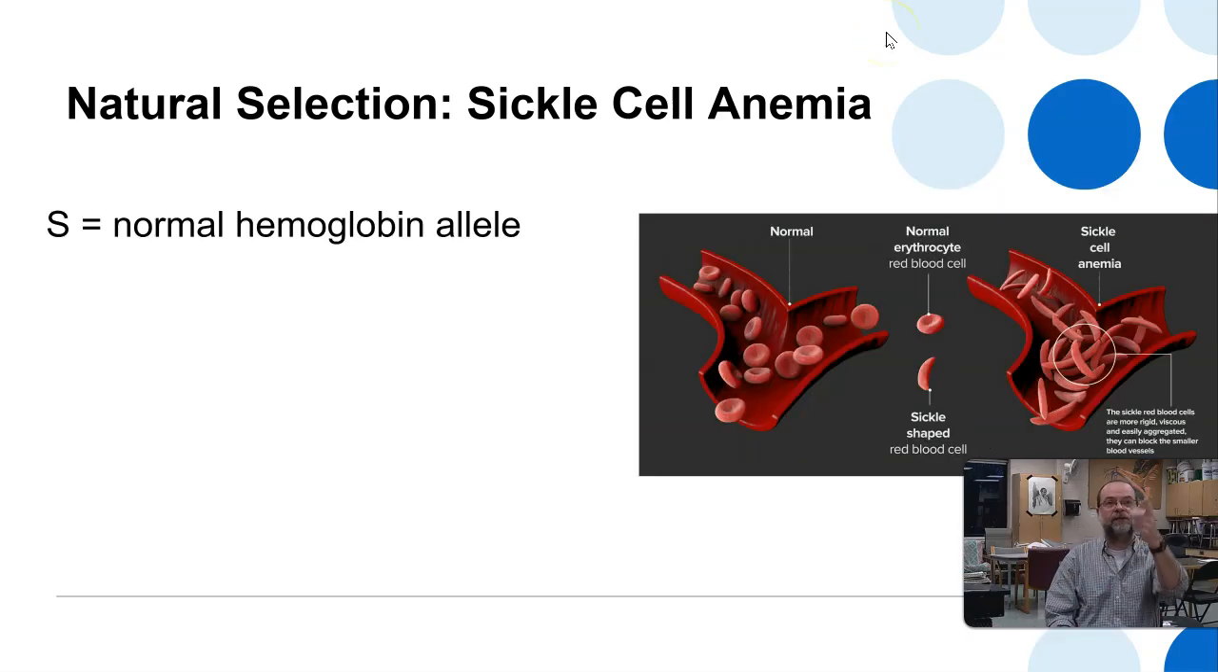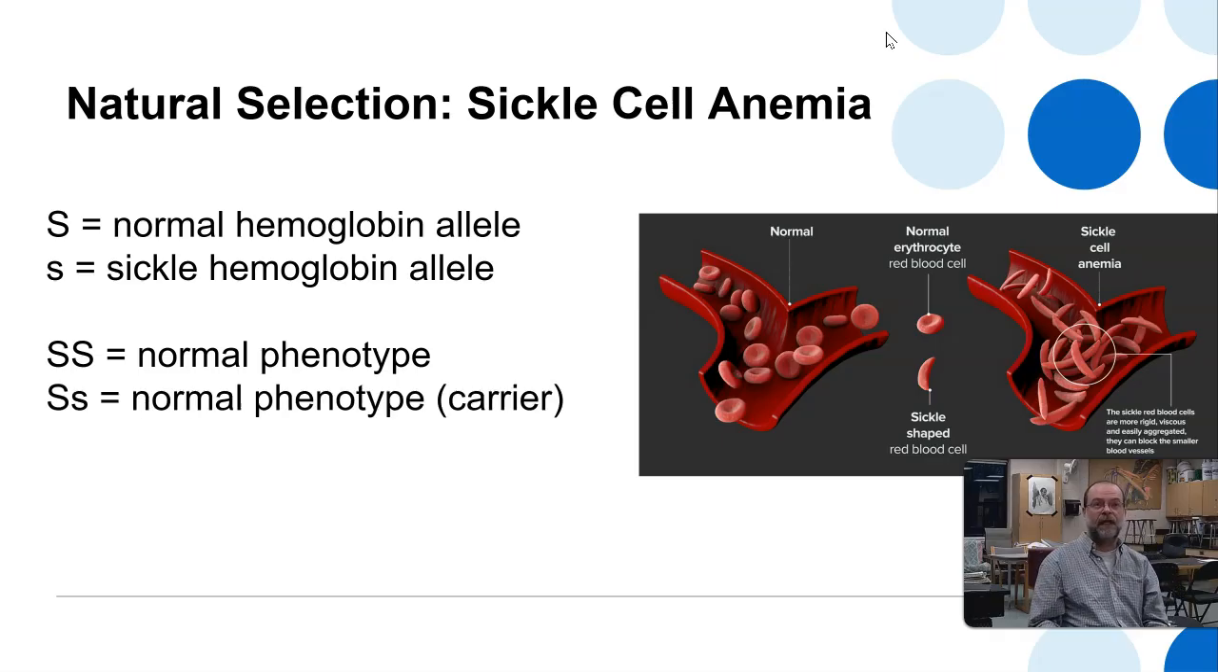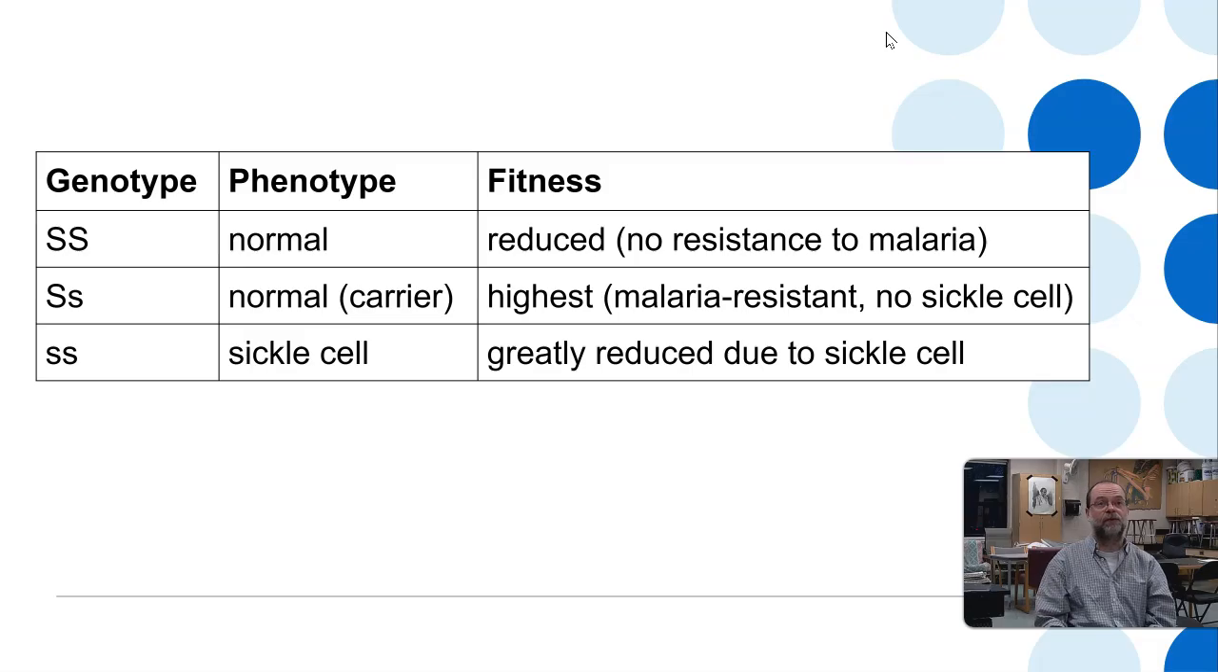Okay, big S is the normal hemoglobin allele. Little s is the sickle cell allele. That means that homozygous dominant, you've got a normal phenotype. Heterozygous, you also have a normal phenotype, but you are a carrier. And if you're homozygous recessive, you do have the sickle cell phenotype, the sickle cell disorder, okay?